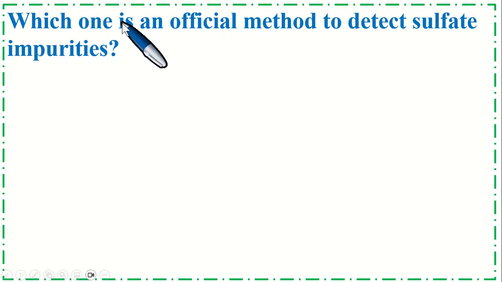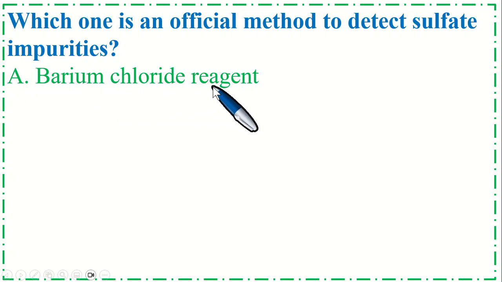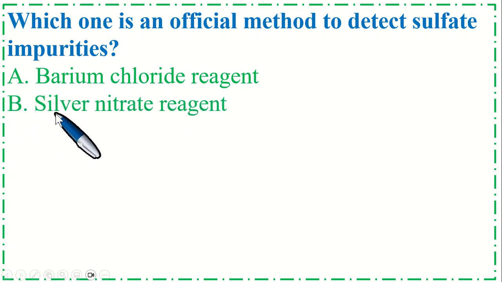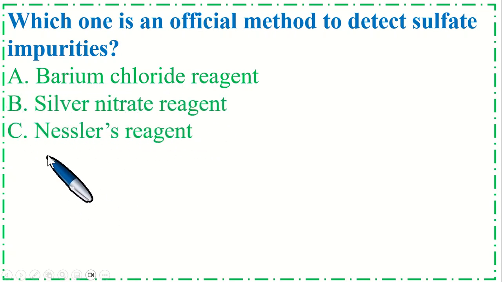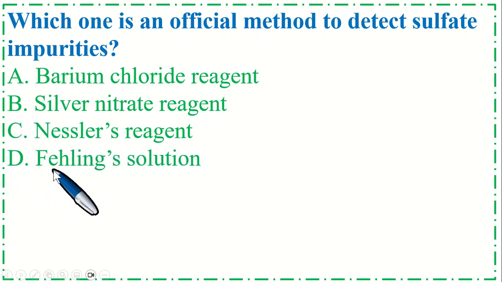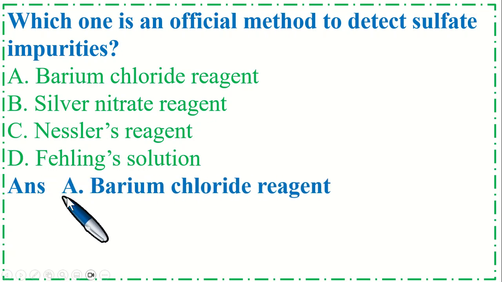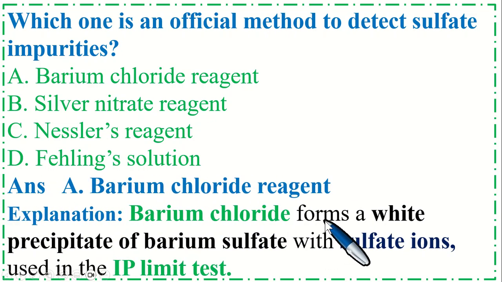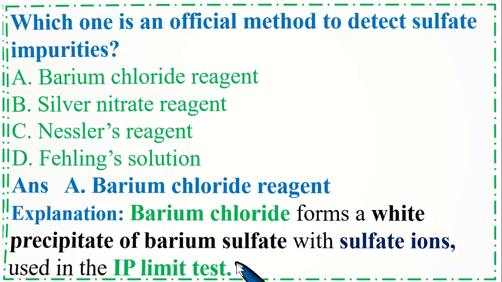This is very important MCQs. Which one is an official method to detect sulfate impurities? Option A, barium chloride reagent, B, silver nitrate reagent, option C, Nessler reagent, and option D, Fehling's solution. So the correct option is A, barium chloride reagent. Barium chloride forms a white precipitate of barium sulfate with sulfate ions, used in the IP limit test.